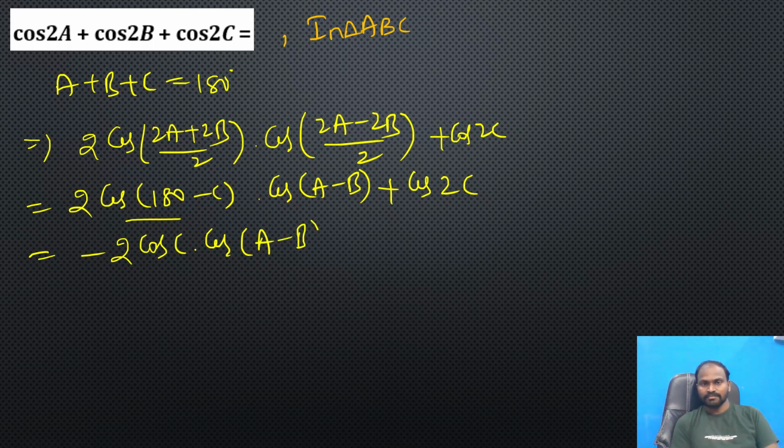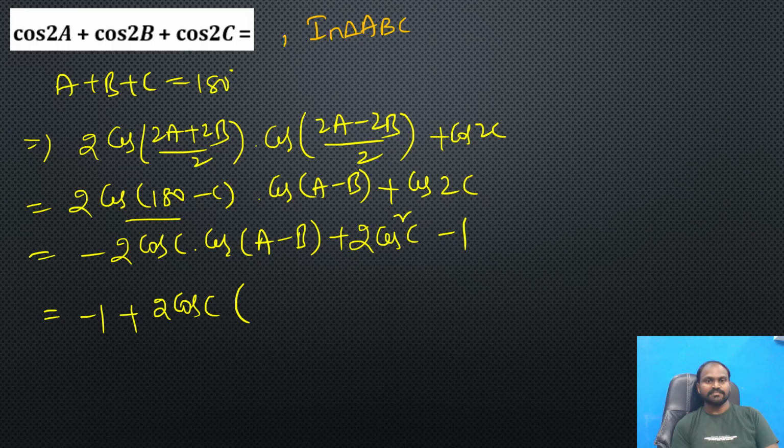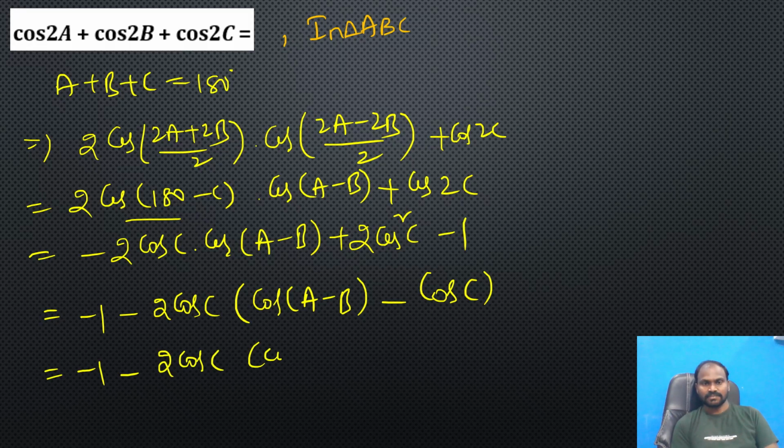Since I have cos C here, I will write cos 2C in terms of cos, which is 2 cos square C minus 1, plus, here I will write minus 2 cos C common, that is better. So minus 2 cos C common, then I have cos of A minus B minus cos C, right? So minus 1 minus 2 cos C into cos of A minus B minus cos C. What is cos C, Nana? Minus cos of A plus B, since C is 180 minus of A plus B.